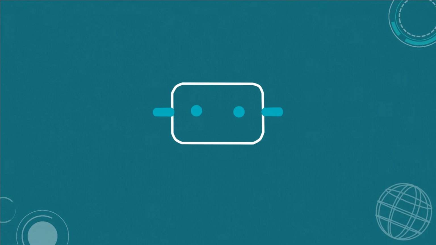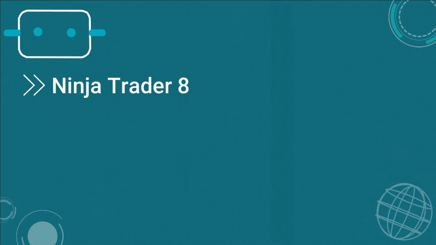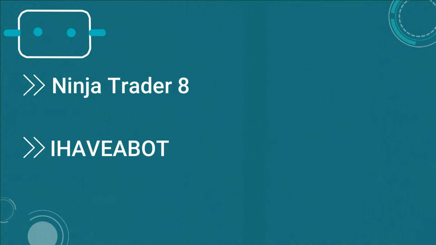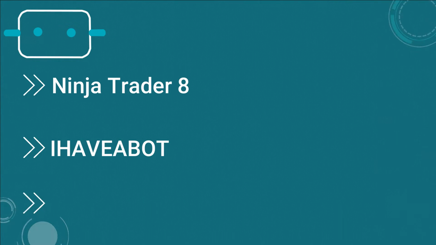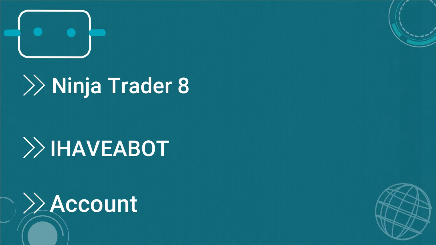Welcome to the guide where you'll learn the 3 steps you'll need to start operating with Ihaveabot. Firstly, you'll need to install the NinjaTrader platform. Our installation guide will be in the video description. Secondly, you'll need to choose and acquire a subscription from Ihaveabot. Thirdly, you'll need an account to operate the market.